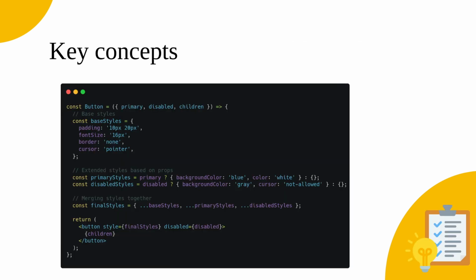Let's move to the key concepts of this design pattern. There are three main key concepts: base styles, extended styles, and merging styles together. Base styles is an object that includes default styles for the component. This acts as the foundation for any further style customization. So that's the base of your component.